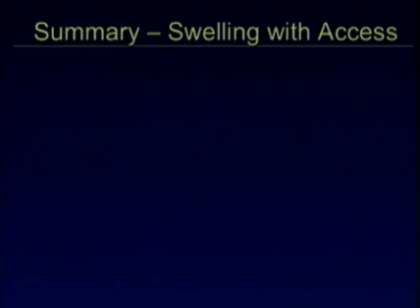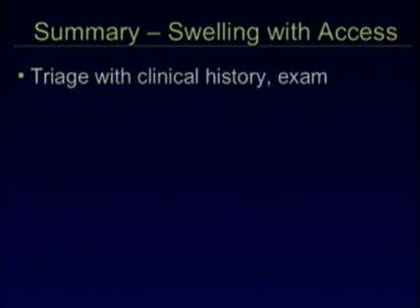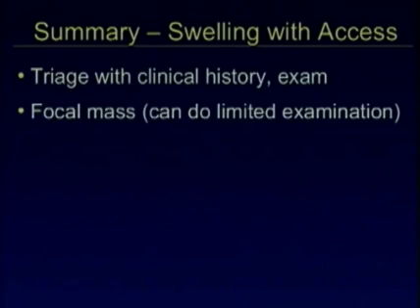So in summary, we have talked extensively about what to do in the swollen extremity with an access. You can triage with the clinical history and examination. You can pretty much figure out what you're going to have to do. Basically, you determine whether there's a focal mass or diffuse swelling. If it's a focal mass, you can do a limited examination and just bill a subcutaneous tissue code.